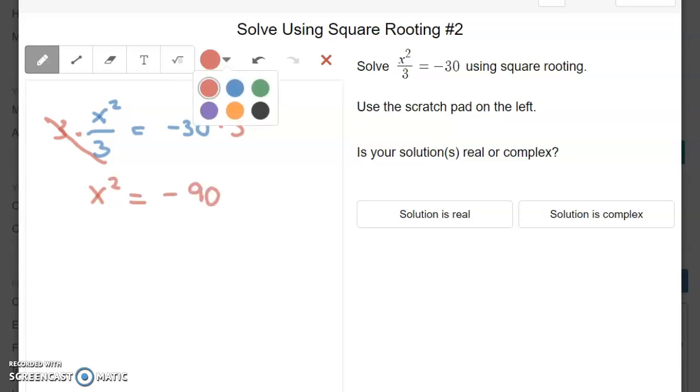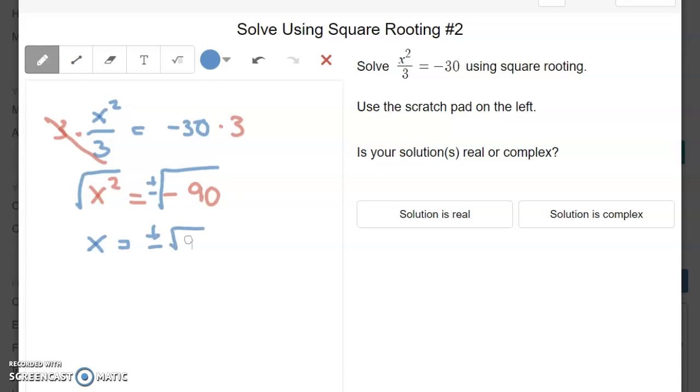That means that I can take a square root of both sides. Don't forget my plus and minus sign. That leaves us with x is equal to plus or minus square root of negative 90, which can be broken up as square root of 9 times square root of 10 times square root of negative 1. Because I'm choosing 9 because 9 is a perfect square. That becomes plus or minus, square root of 9 is 3, root 10 i.